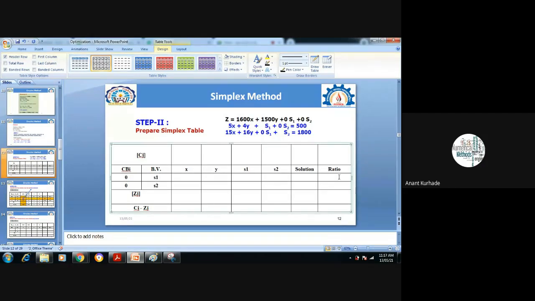In the first row, write down s1, s2. Now Cj means these are the coefficients. Here we have written the variables from the objective function, so here also we have to write the coefficients from the objective function. What is the coefficient of x? It is 1600. Next, the objective function coefficient of y is 1500. Next 0, next 0. Here also write down the coefficients of s1 and s2.